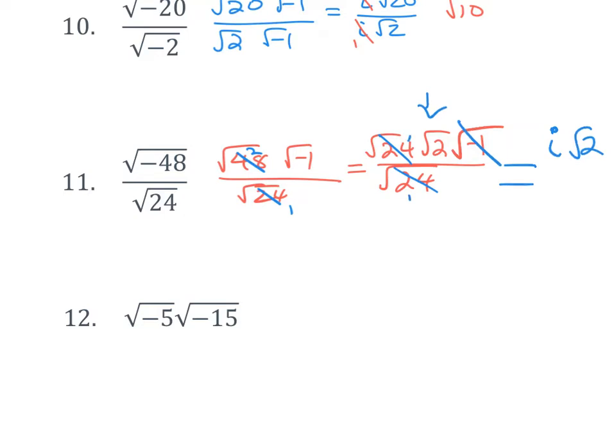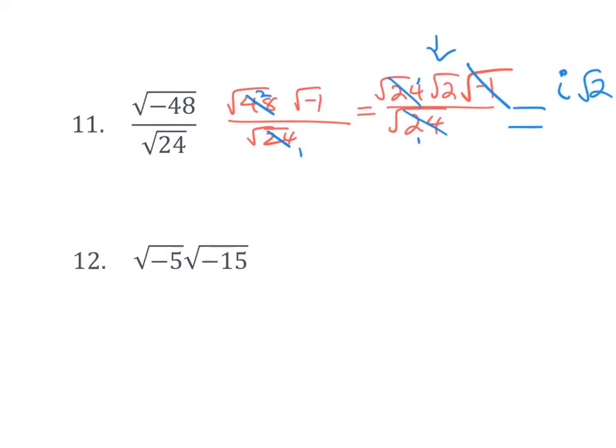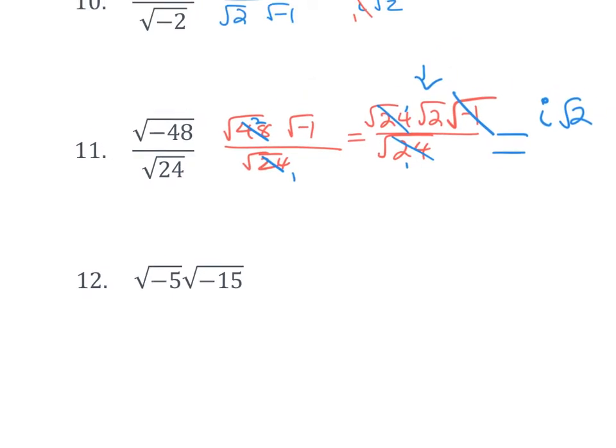So after you break apart the negative part and pull the negative 1 square root, then you could simplify or reduce the positive roots. Let's try the next one. You just did it like that, i square root 2.